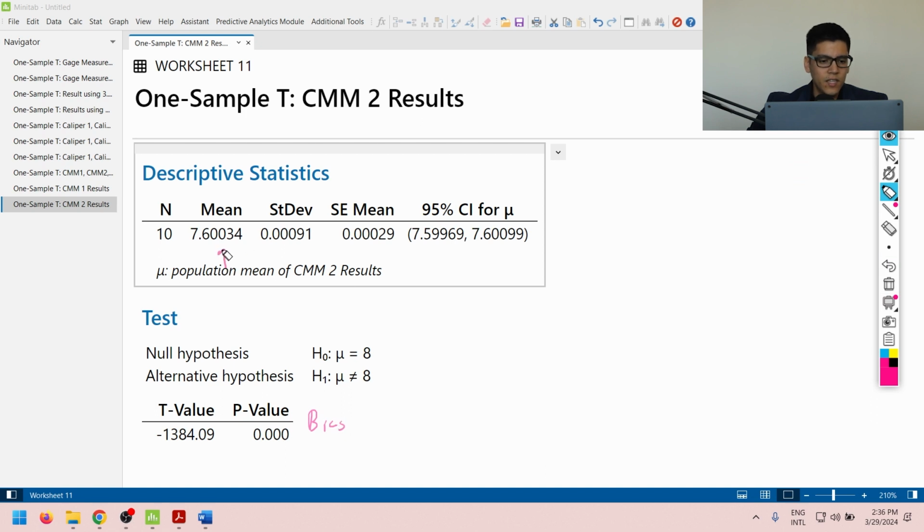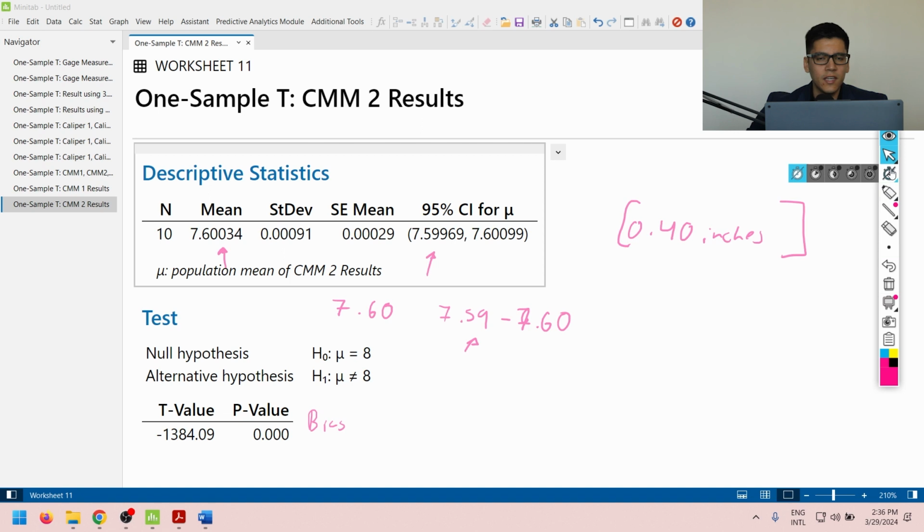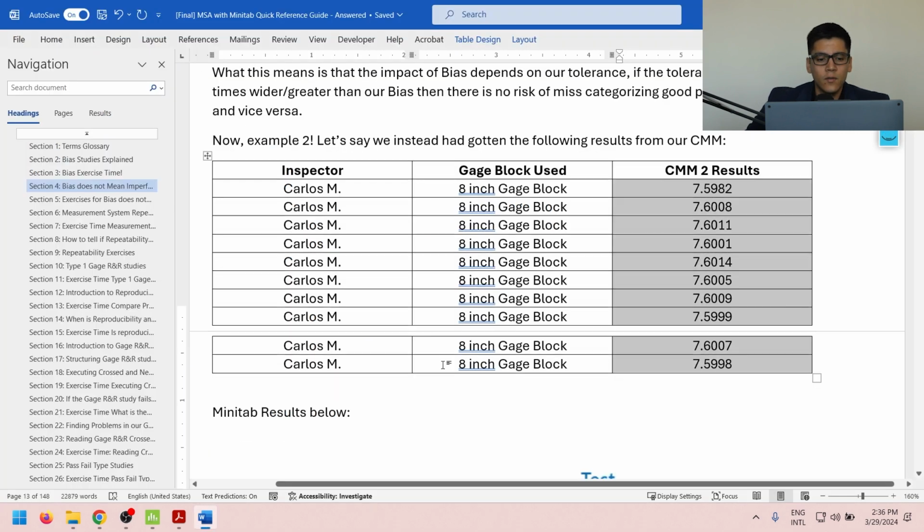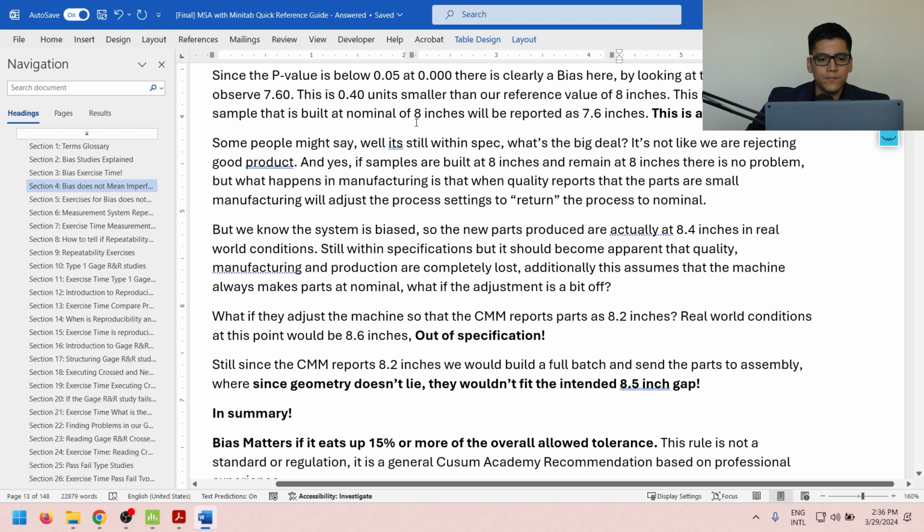Now, if I look at my mean, I can see that it's at 7.60. Confidence intervals between 7.59 and 7.60. So I'm reporting parts as being 0.40 inches smaller than they actually are. So real world condition, the part can be at nominal 8, but I'm going to report it at 7.6. At this point, the bias is actually going to start to be significant. And we're going to demonstrate it with an example.